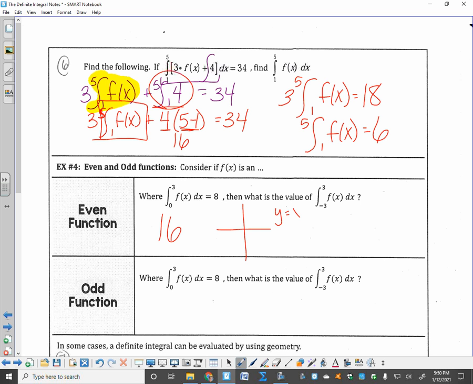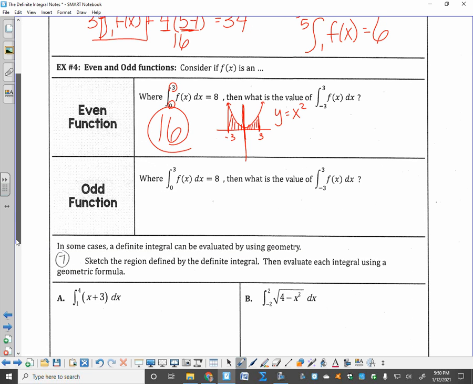Let's look at the graph y equals x squared. It is an even function because it has symmetry on the y-axis. So if I'm looking at the area under the curve from 0 to 3, and you're telling me that that's 8, then from -3 to 0 should be the same amount of area. And I know I didn't draw that evenly, but you get the picture. This area on the right should be the same as the area on the left. So if it's even, then it should be double.